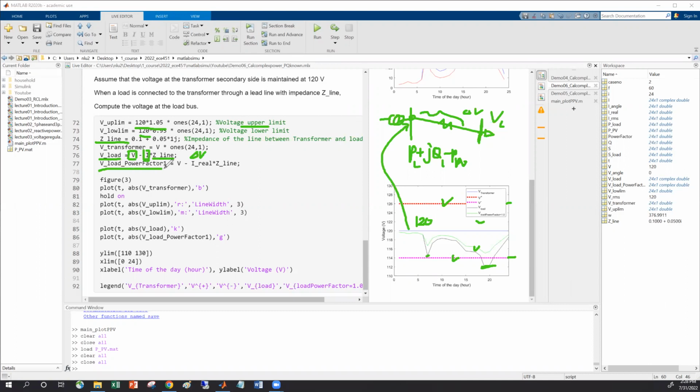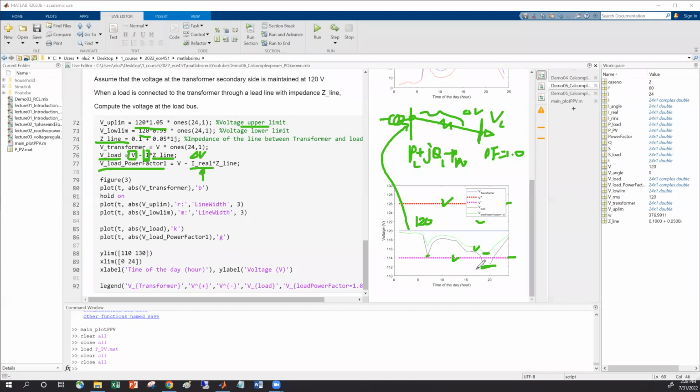I also computed the load voltage with power factor equal to 1. Why do I do that? When I do that, I only compute the real part of the current. I assume the load has power factor equal to 1. So if the power factor equals 1.0, then what will happen? You can see that I only consume the real part of the current, and then the voltage drop is actually lower.